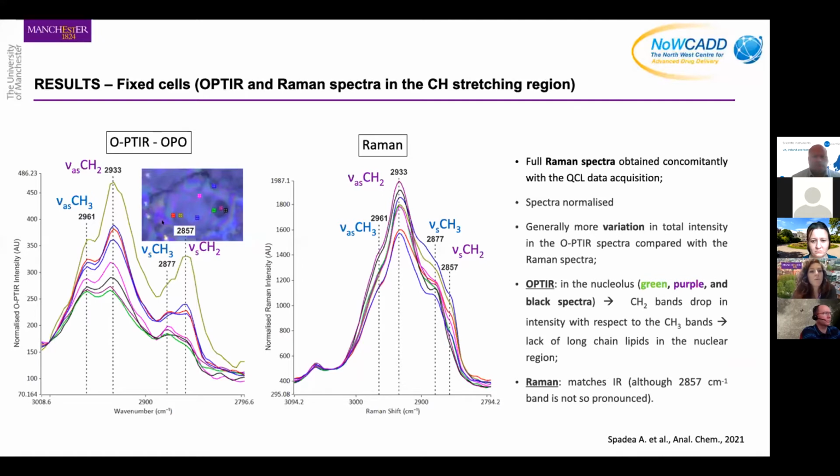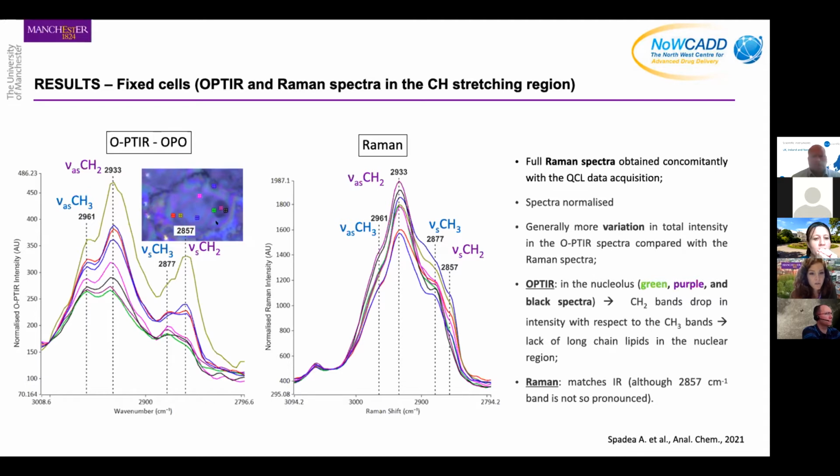So let's move on to the OPO, but concomitantly acquired with the Raman. So we have also our favorite olive green spectrum here again, and as you can see, this figure is confirming the high lipid content of this spot. In this case, the spectra are normalized in order to appreciate better the differences between each other.